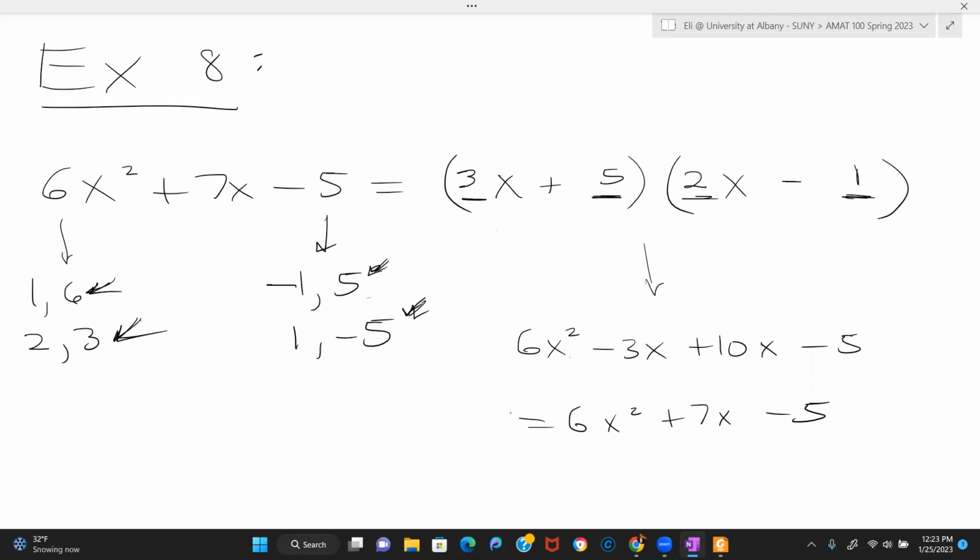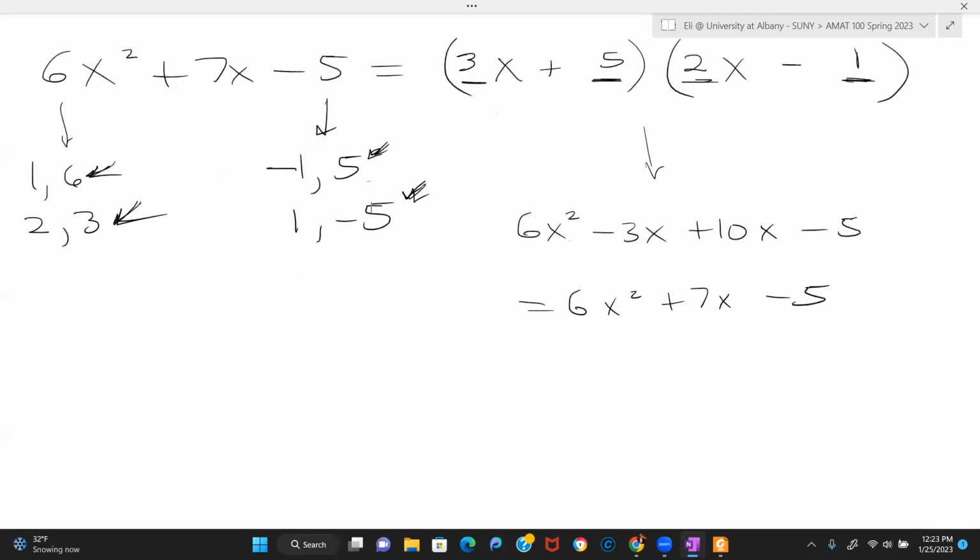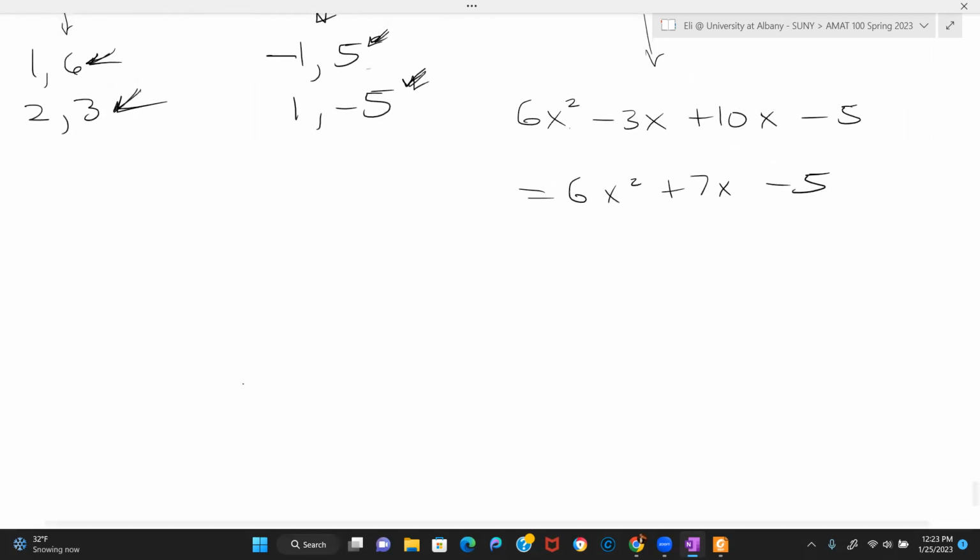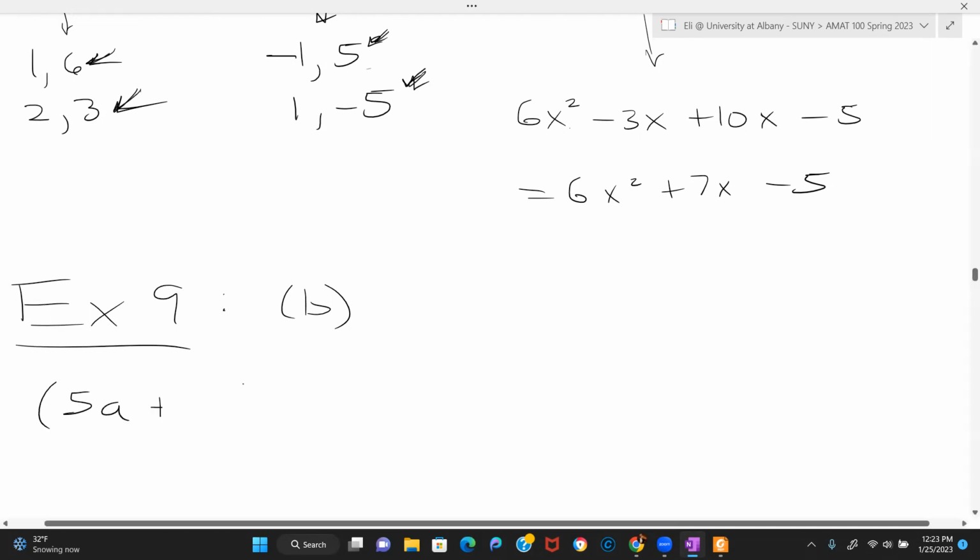All right, let's see. So what are we going to work on next? All right, let's do example 9, part B. So for part B, we want to factor the following.